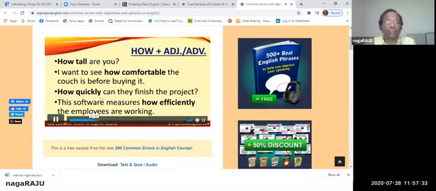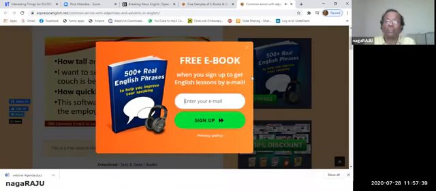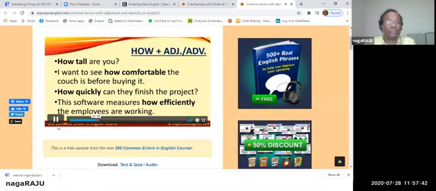The couch is before buying it. How quickly can they finish the project? This software measures how efficiently the employees are working.